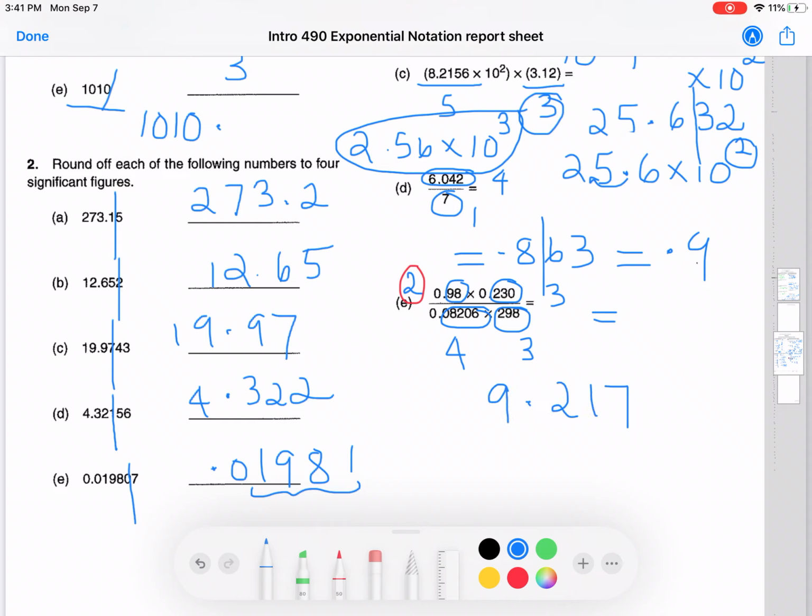9.217. So we want to keep our answer in 2 significant figures, right? And that would be 9.2. So that's going to be 9.2.